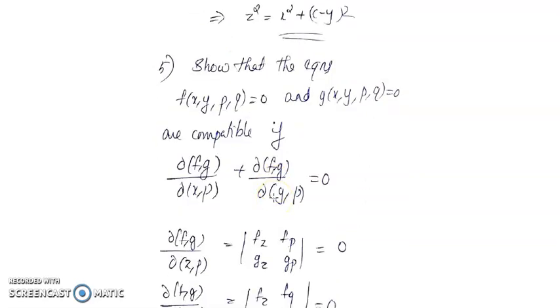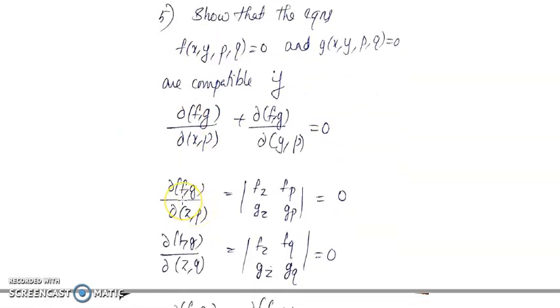And the next question is you need to show that the equations f of x y p q equal to 0 and g of x y p q equal to 0 are compatible if dou of fg by dou of xp plus dou of fg by dou of yq is equal to 0. So here we will find box fg. So for that we need to calculate the Jacobians.